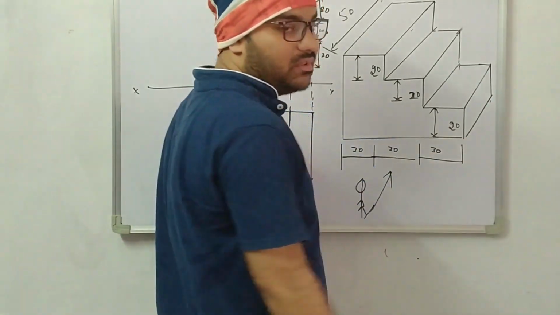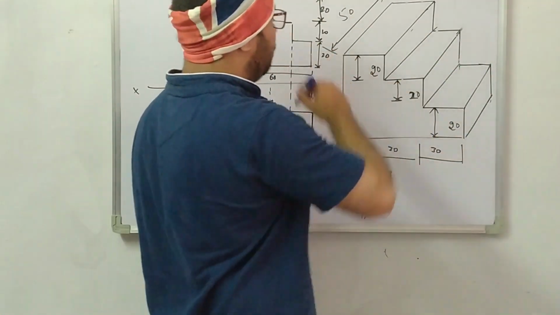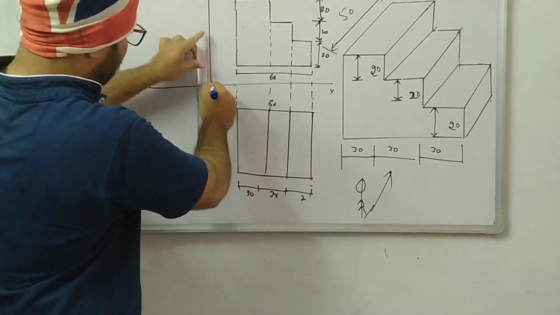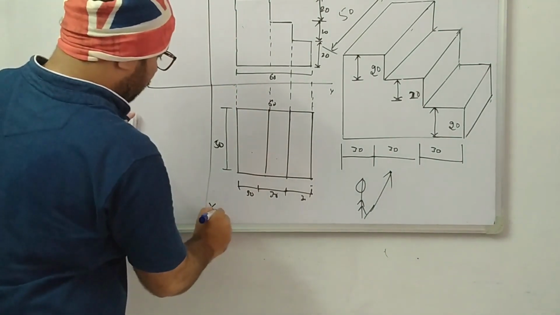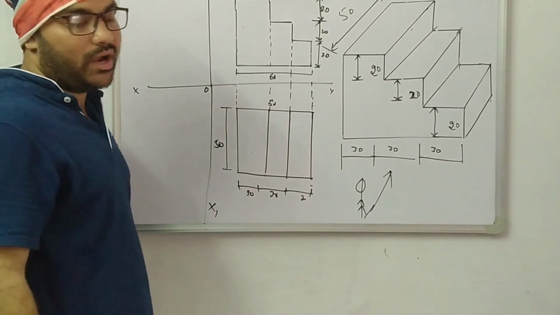Here I am watching from this side. This is the right side view. It will fall on the left plane. So this is my left plane. Draw one more reference line, X1 and Y1, and select these 2 intersection reference lines as a point O.